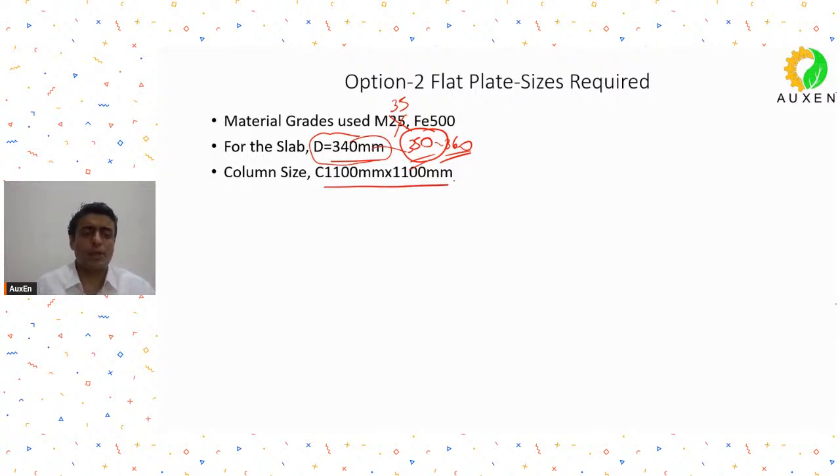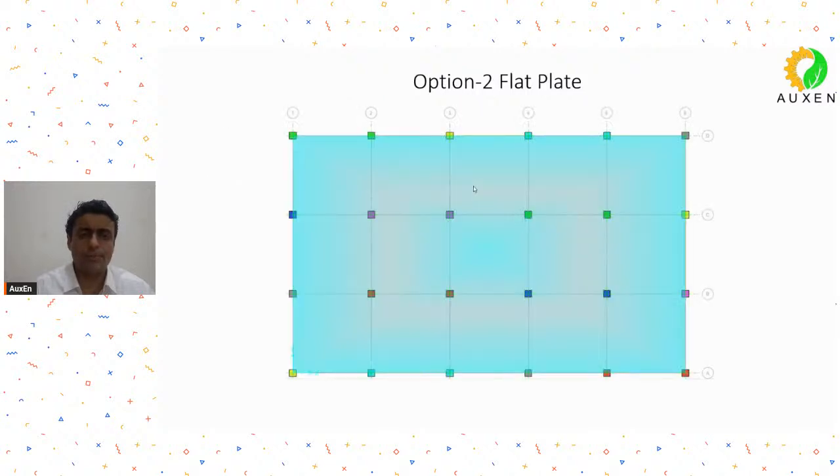And the column size is 1100 by 1100. Now why did I have to increase the column size? Because the overall dead load of the system increased, as I was not supposed to provide a drop. Because the dead load increased, the earthquake loads increased, and the gravity loads on the column increased. Therefore, to manage a similar reinforcement percentage as in the earlier option, I had to increase the size to 1100 by 1100. In the earlier option, we could manage it with a 950 by 950 size.